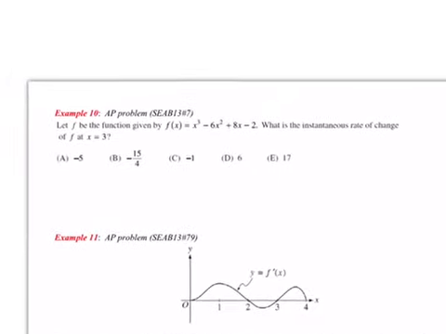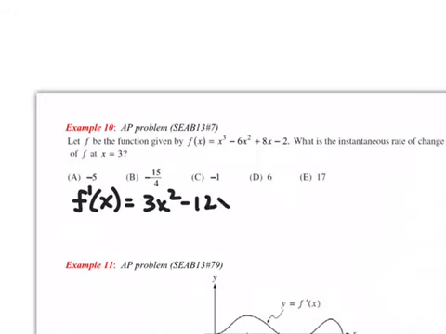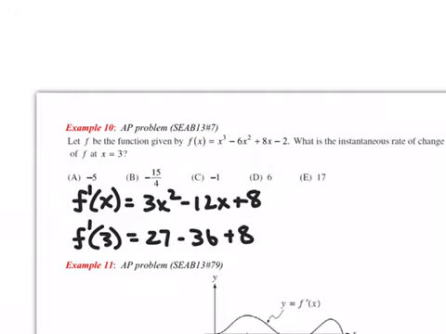Okay, let's look at this example, another AP problem. Let f be the function, f of x equals that. What is the instantaneous rate of change of f at x equals 3? That's asking us for f prime of 3. So let's find f prime of x. F prime of x would be 3x squared minus 12x plus 8. F prime at 3 would be, looks like 27 minus 36 plus 8, which, if I'm not mistaken, would be negative 1.